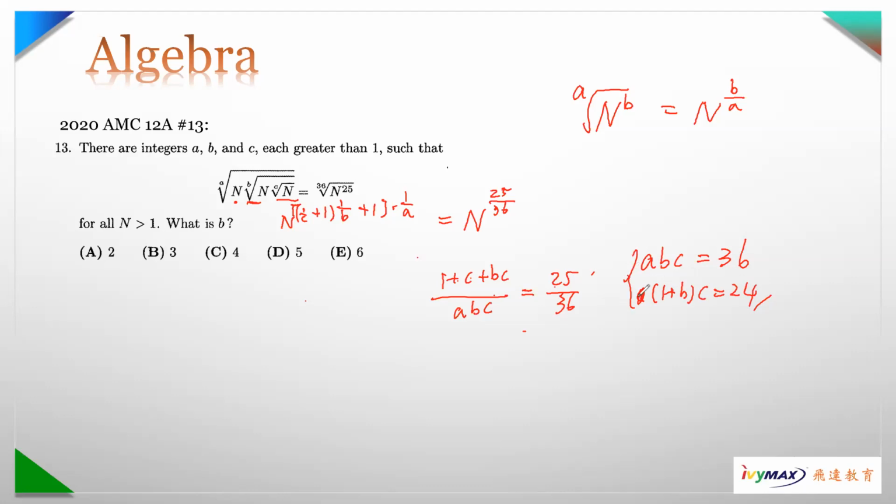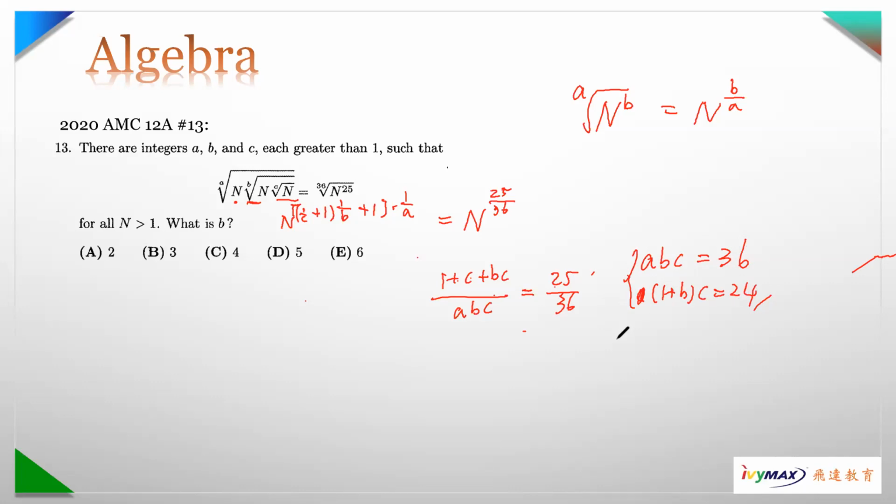Okay, so obviously c is the common factor, but we don't know what value it is. But we know 36 and 24 have some common factors, right? So we can choose the different common factors to make all of a, b, c integers. This is what we need to do.